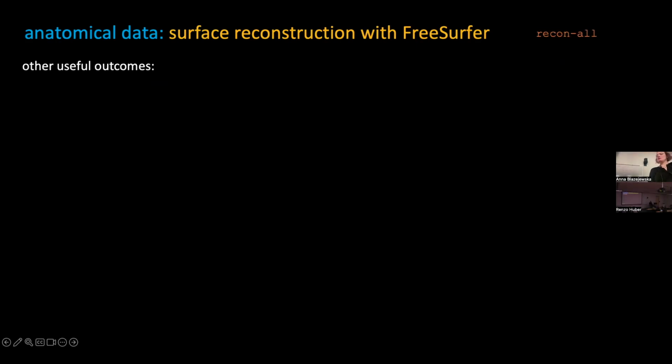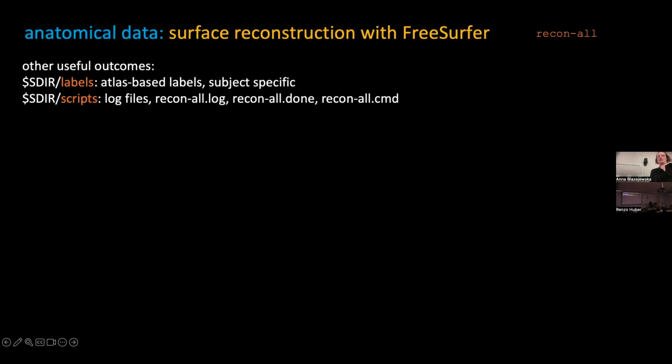Okay, so a few other things that are good to know about the outcomes of recon-all. There's a whole directory of labels that are atlas-based but subject-specific. We are obviously mostly interested in the visual cortex label, but some other people may be interested in different regions. There's also a directory of scripts where all the log files and all the commands that are run end up. So if anything goes wrong, this is where you can start debugging, and you can check the versions of the things you run. It's just good to know that all these things are being saved.